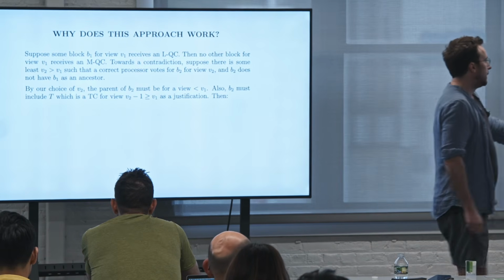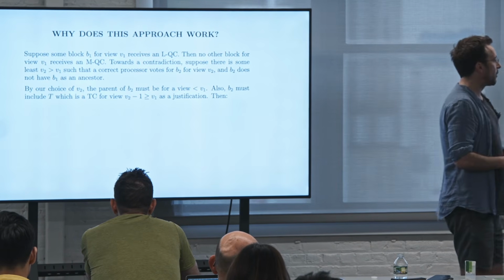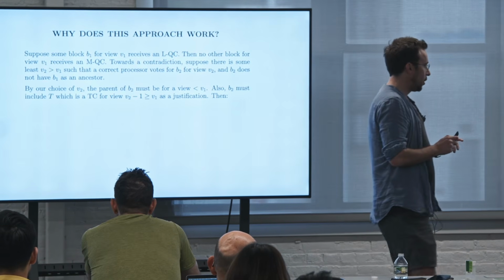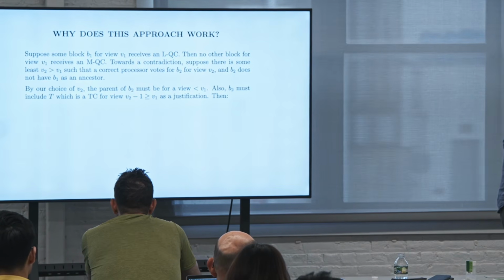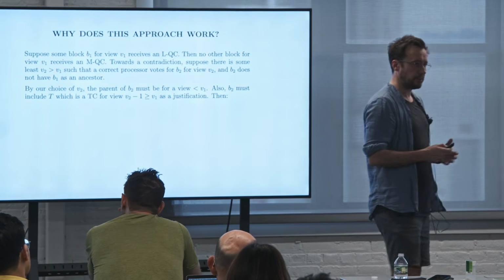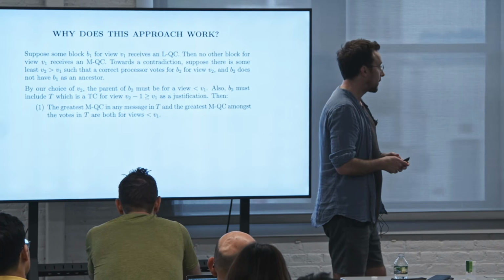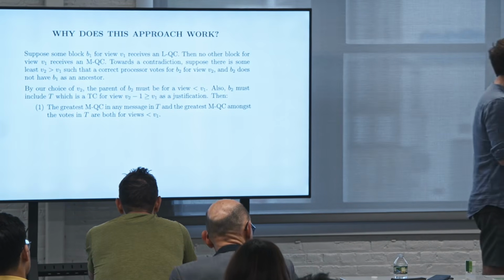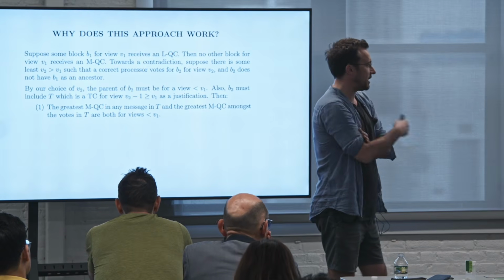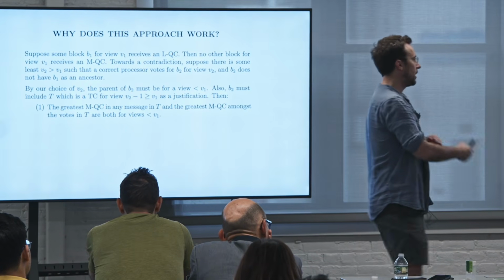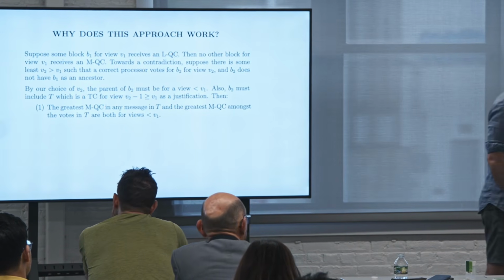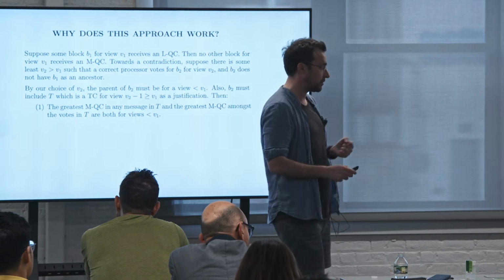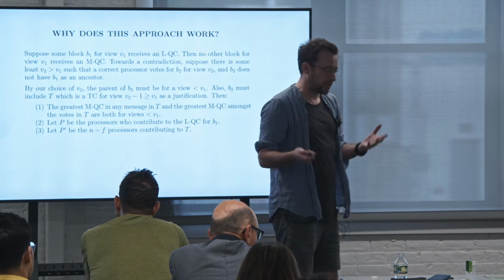First of all, by choice of V2, the parent of B2 must be for a view less than V1. Also, B2 has to include T, which is the TC for the previous view, V2 minus 1. That means the greatest MQC in any message in T and the greatest MQC amongst the votes in T are both for views less than V1, because the parent is for a view less than V1. The correct processors are voting on this block. Now we just do our counting argument.